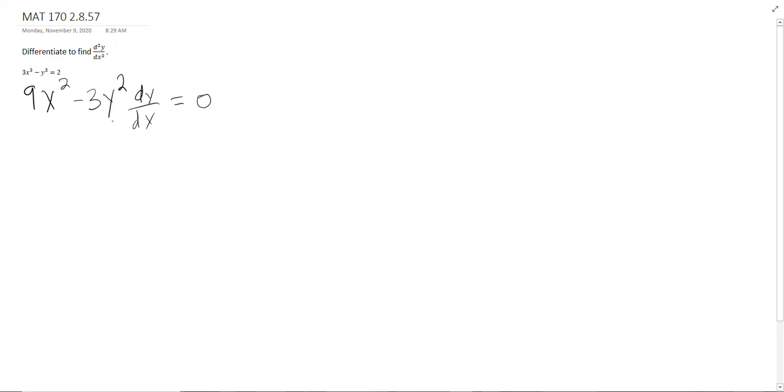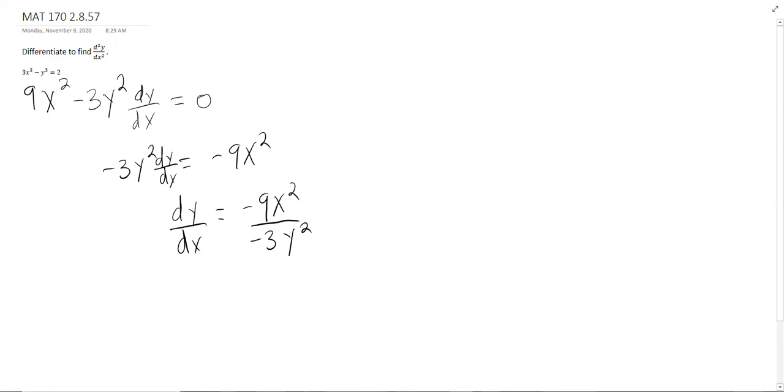Okay, and then what we need to do is go ahead and solve this for dy over dx, the derivative of y. So we can do that by subtracting 9x squared to the other side. And then lastly, negative 3y squared is attached to dy over dx through multiplication, so eliminate with division. Okay, and then cleaning up, negative 9 divided by negative 3 is positive 3x squared over y squared. So there's my first derivative.